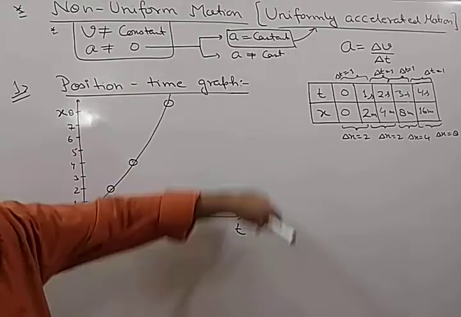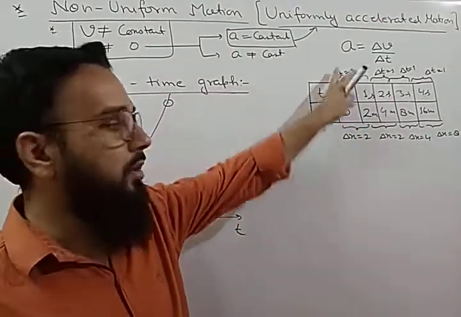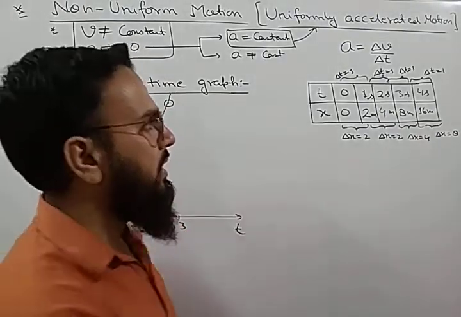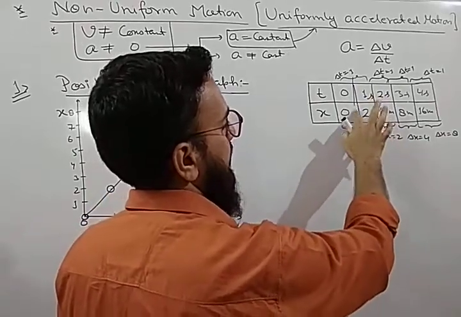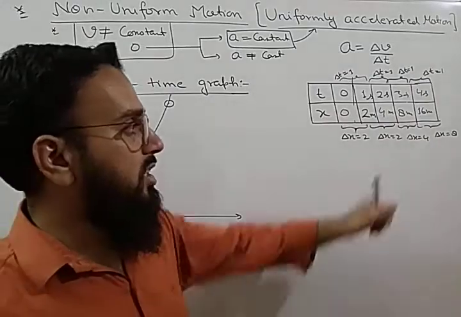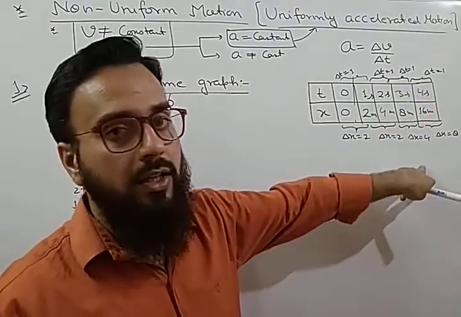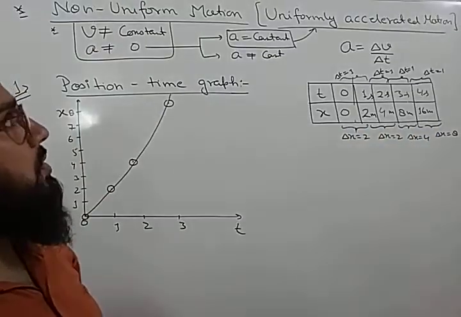Now, what is the situation here? For every particular time interval, displacement is changing. If we are not taking from t equal to 0, if we talk about from 1 to 2, then 2 to 3, then for every particular instant of time, displacement is changing, and when displacement is increasing, so it means we will say that the velocity is constant or not constant.